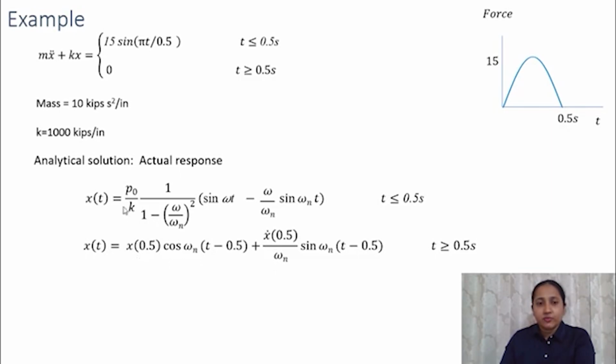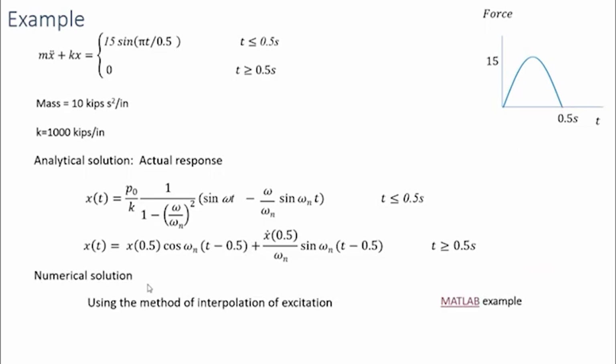So through this we get the displacement and velocity at this point, and substituting that here as initial conditions, we can find the free vibration response for any time more than 0.5 seconds. So now let's solve this problem using the method of interpolation of excitation. Since this is a numerical method, we will implement it through a computer program.